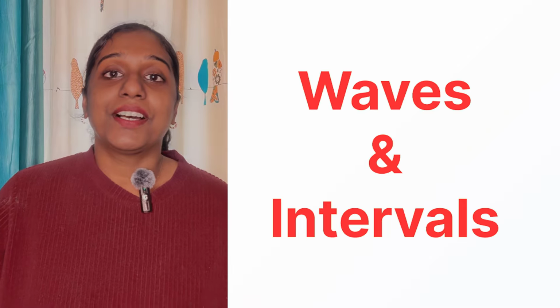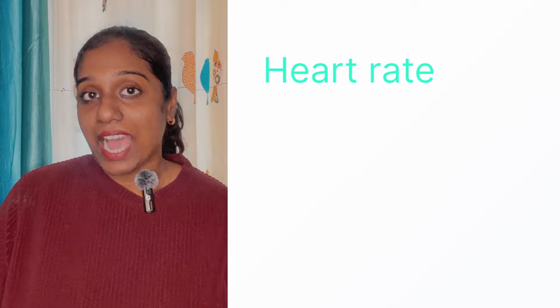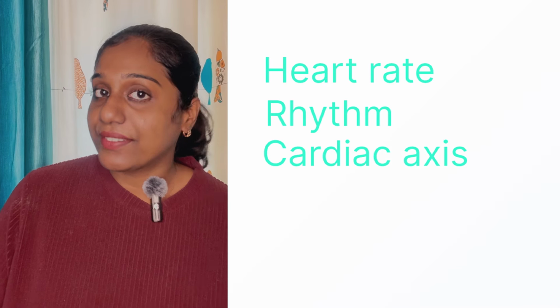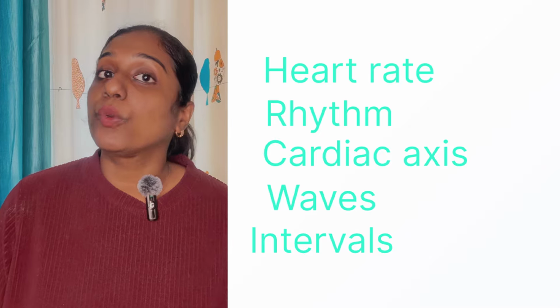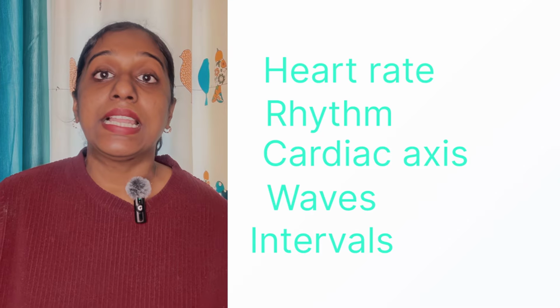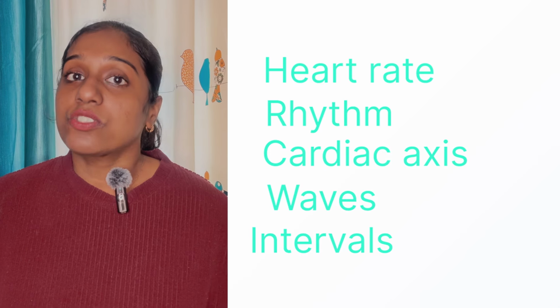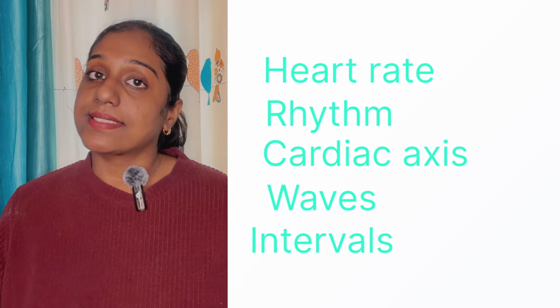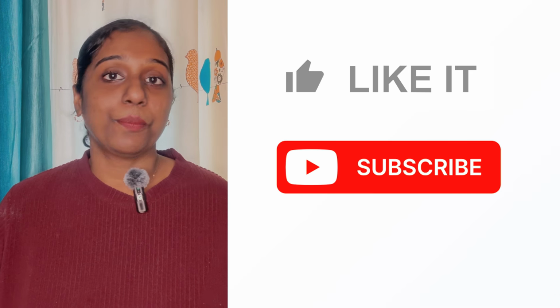These are the important things that you have to keep in mind. Once again, when you get an ECG paper, you have to check the heart rate, rhythm, cardiac axis, then the ECG waves and intervals, that is P wave, QRS complex, T wave, then the PR interval, QT interval, then ST segment. Most importantly, you have to check for ST elevation and ST depression. So that's all about ECG interpretation.